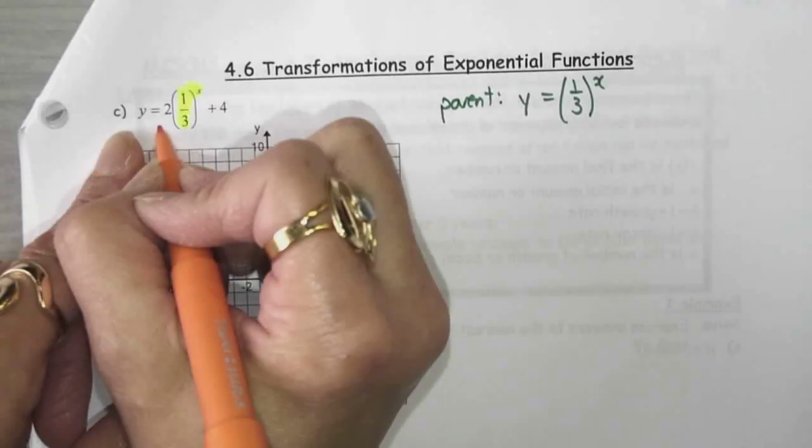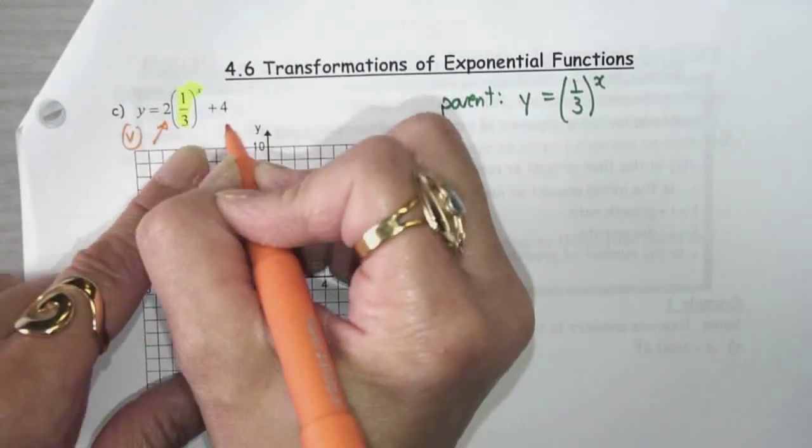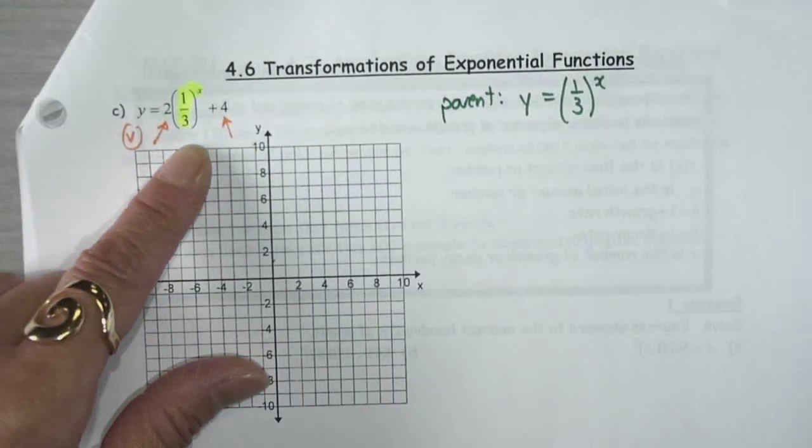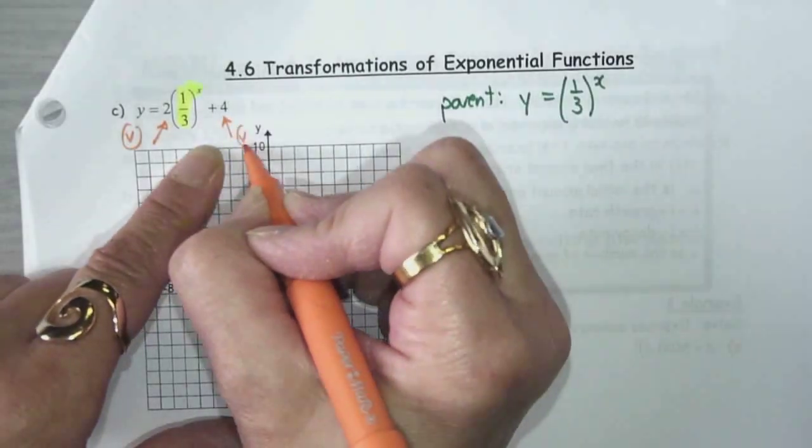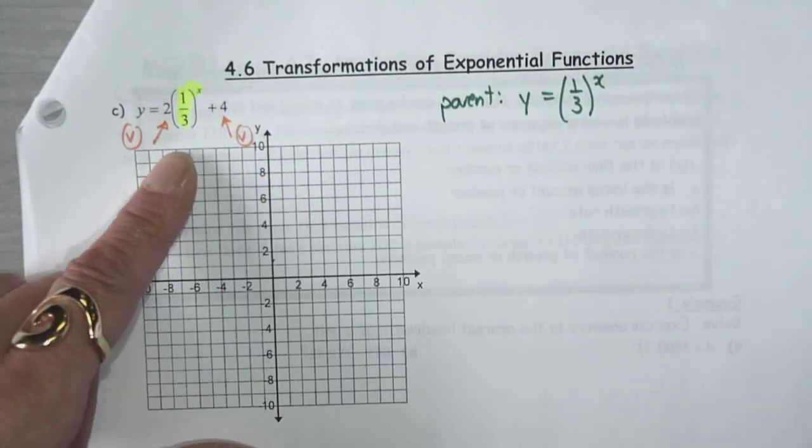So this is vertical. It's in front. The orange part is vertical at the end. Oh, and I only have 2. So I only did 2. So 2, both of them are vertical, no horizontal. Nothing's with the x, so leave it alone.